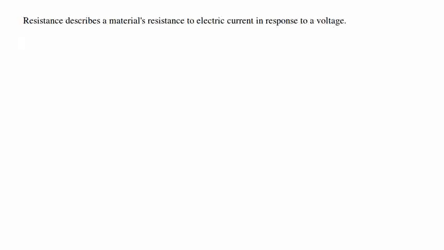Resistance has to do with resistance to current. The units of resistance are ohms, named after Mr. Ohm, a scientist that studied electricity, studied currents. And resistance is often represented by the variable R, just like voltage is often represented by the variable V.